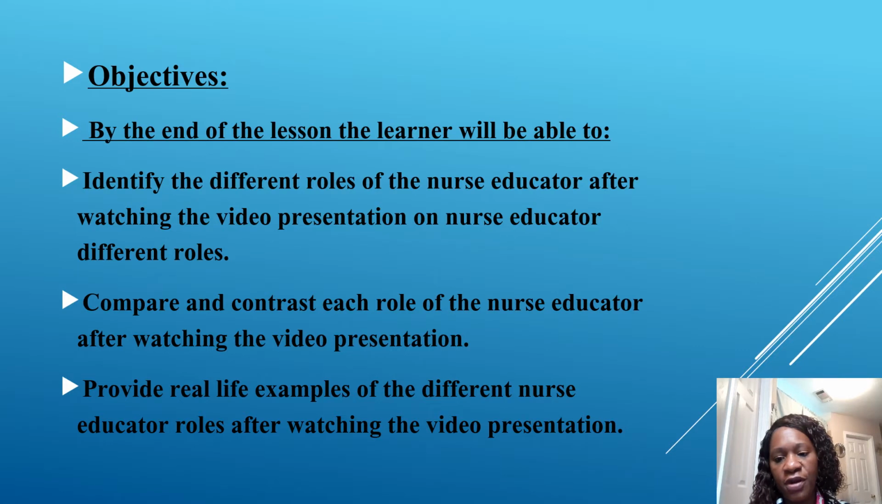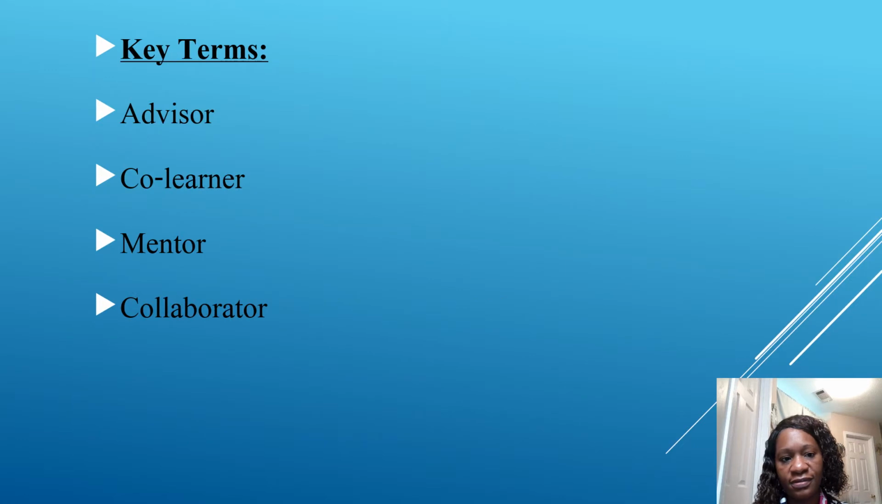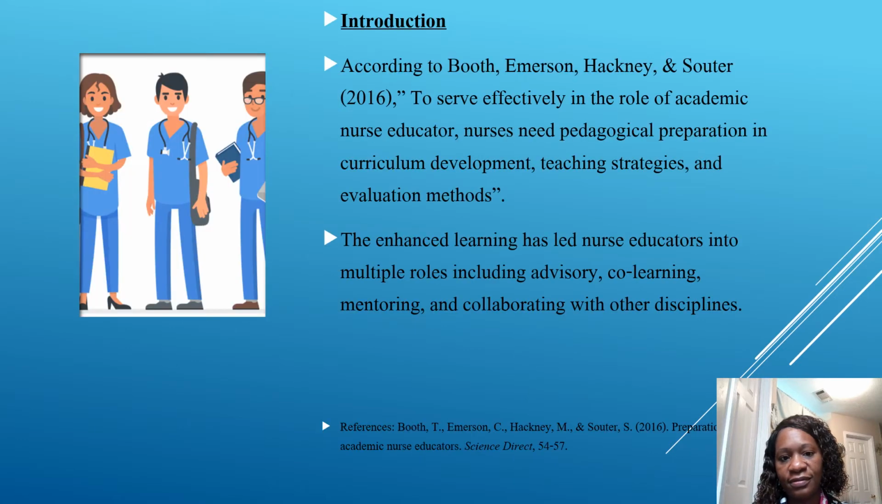The objectives are that by the end of this lesson, the learner will be able to identify the different roles of the nurse educator, compare and contrast each role of the nurse educator, and provide real life examples of the different nurse educator roles. Key terms are advisor, co-learner, mentor, and collaborator.